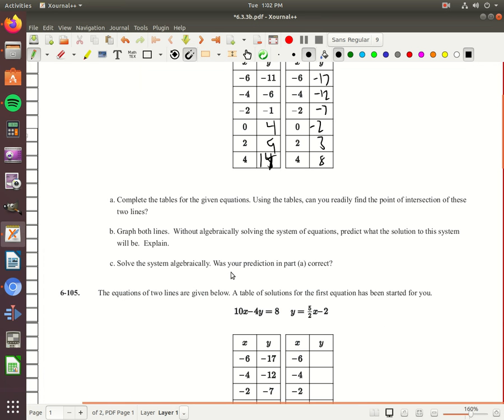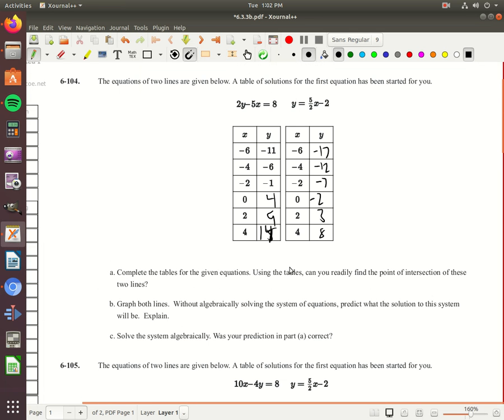All right, so continue. Oh, it says solve them algebraically and verify. So if we solve these algebraically, what we should come up with is that we get something like 5 equals 2 or 0 equals 8, or just a false statement, right? So I'm going to use substitution. This looks like it's set up for substitution. I'm going to grab this equation here, and I'm going to substitute this y with 5/2 x minus 2, minus 5x equals 8, and I will just solve that.